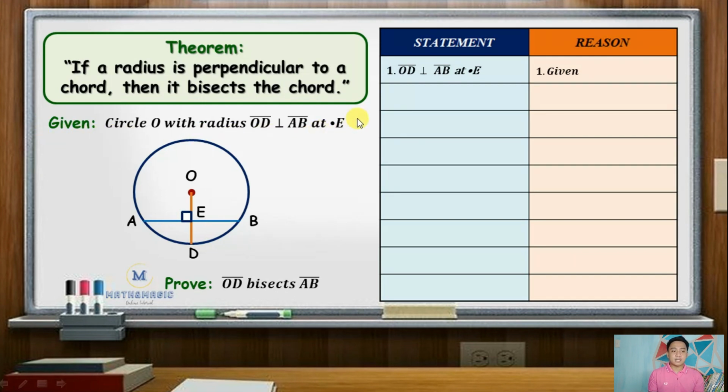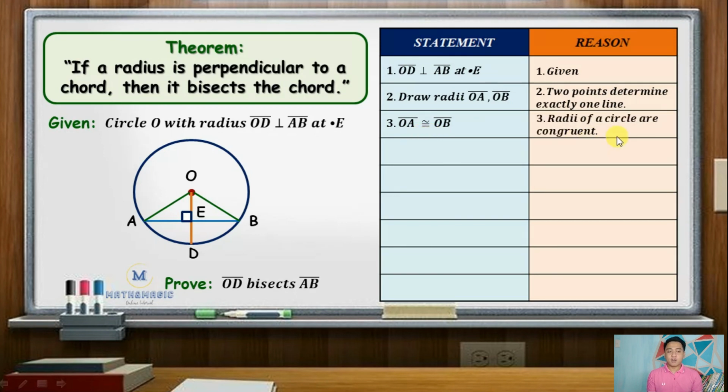For our second statement, here we will draw radii from the center to the points of the chord, A and B. Thus, radii OA and OB are formed. For the reason, we say that 2 points determine a line. Third statement, we will conclude that radius OA is congruent to radius OB. For the reason, we know that the radii of a circle are all congruent.